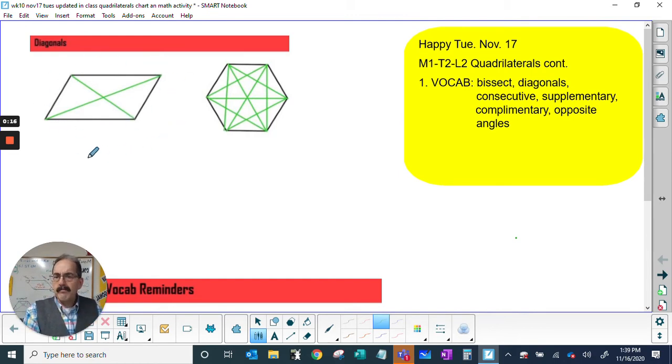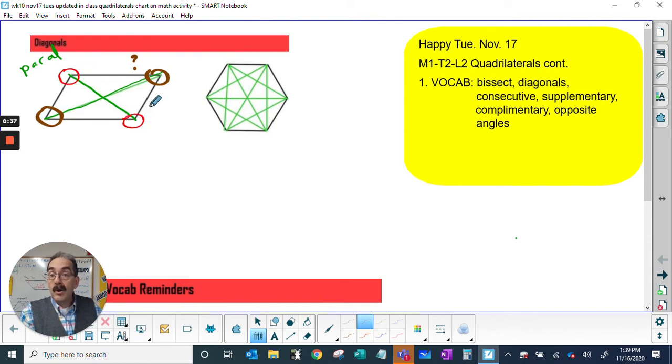In class, we're going to continue quadrilaterals, characteristics, and this idea of diagonals and trying to make conjectures. So I've got a parallelogram here, and I already drew the diagonals, 1, 2. And what we're going to be discussing is, are the opposite angles congruent? Actually, in a parallelogram, they are equal.